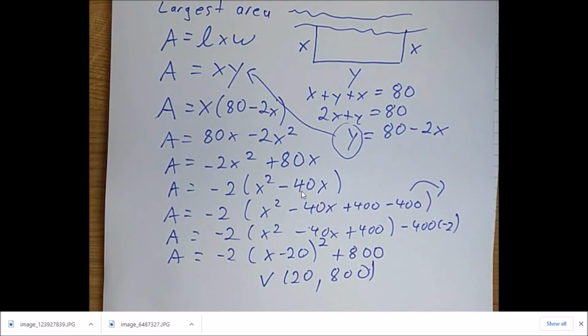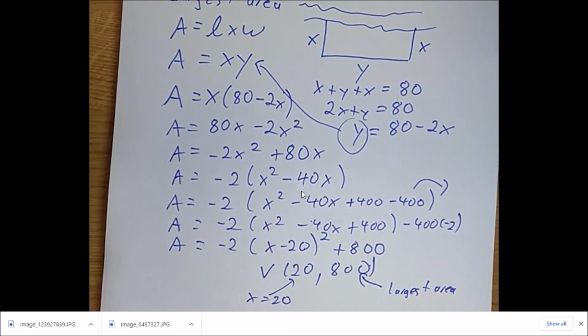Okay, the largest area is actually 800. So this is the largest area. When does it occur? This is when x equals 20. So let's go back to our diagram on the top there. I'll use a different color. So I'll use this red here.